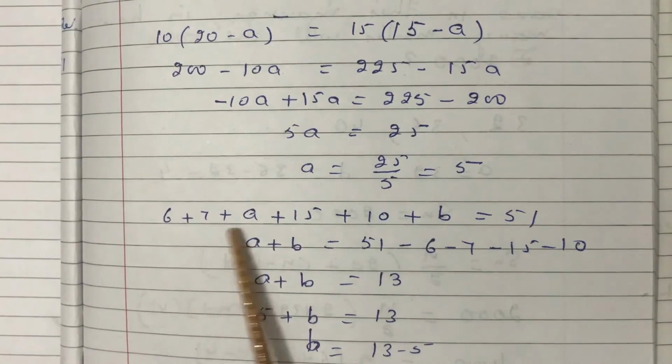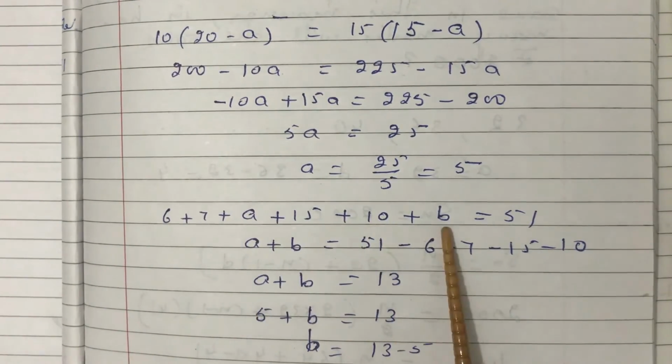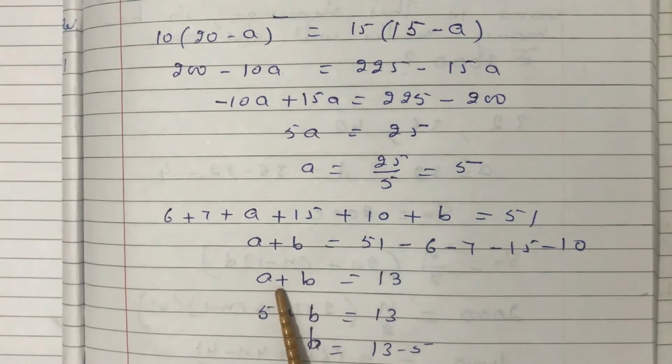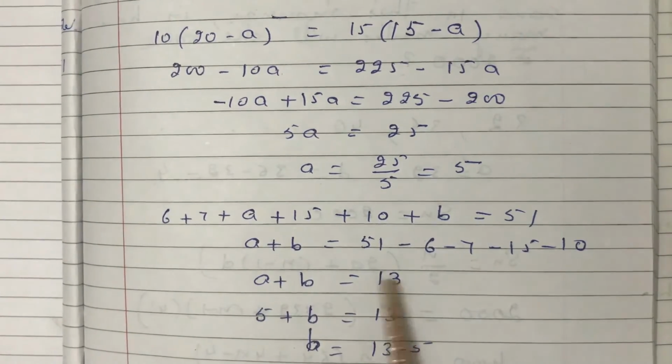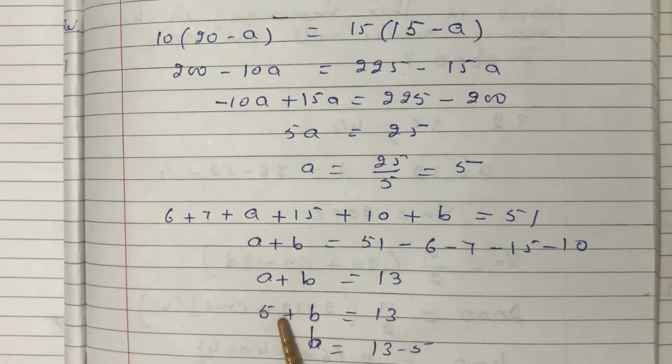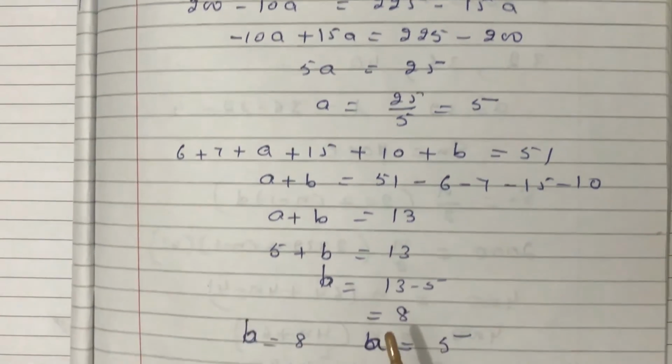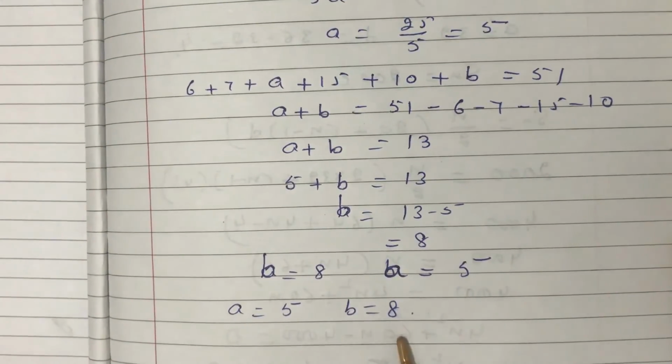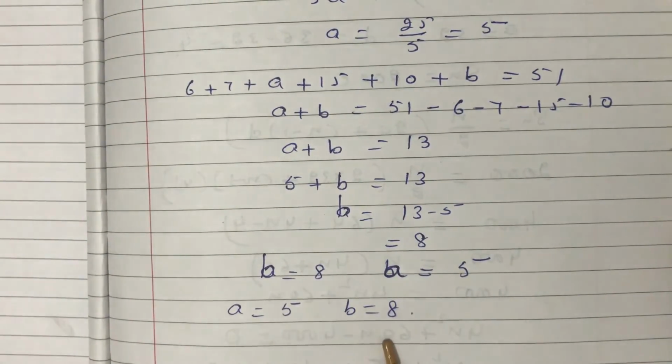Now we have 6 plus 7 plus A plus 15 plus 10 plus B is equal to 51. So here we will have A plus B is equal to 13. Substitute the value of A, which is 5. So B is equal to 8. So here A is 5, B is 8. This is what we wanted to find.